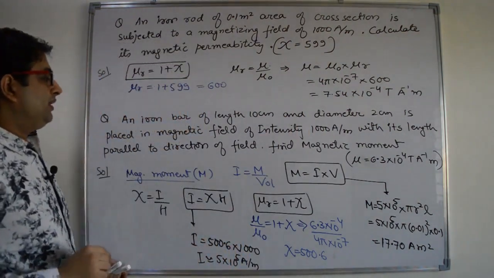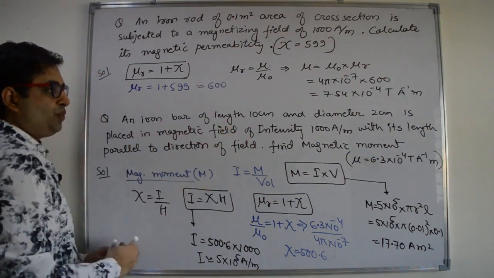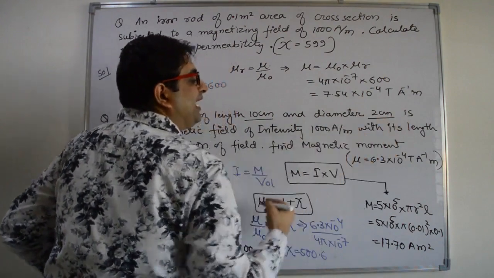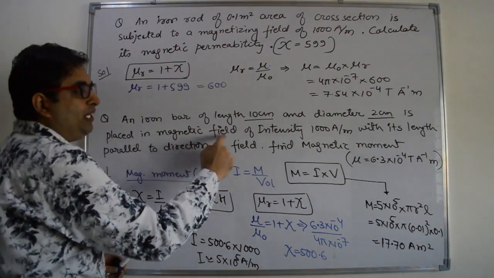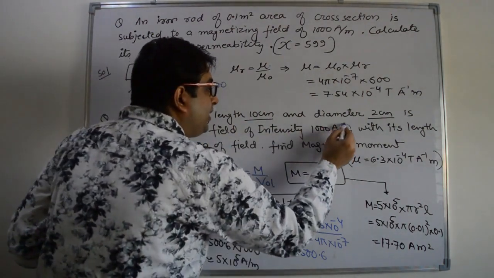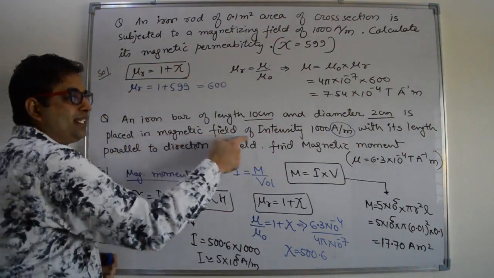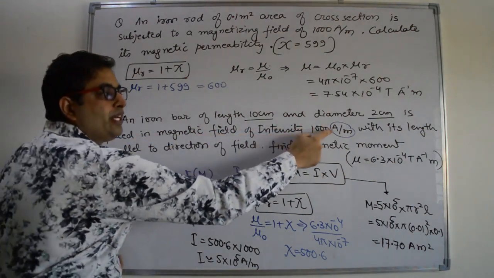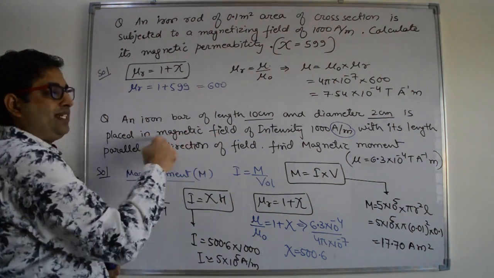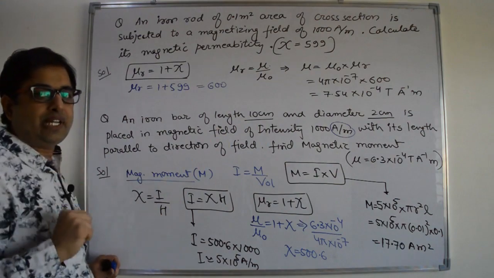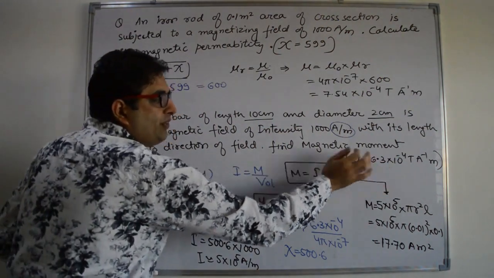Got it? Second question. An iron bar of length is given to you, so we have length, we have diameter, that means radius is 1 centimeter. It is placed in a magnetic field of intensity. Again, see the unit. It is placed in a magnetic field of intensity, that is external magnetic field, and the unit is ampere per meter, so it is not B, it is H. Because it is external magnetic field, so it is H, not capital I. It is H along its length in the direction, and mu is given to you this time.